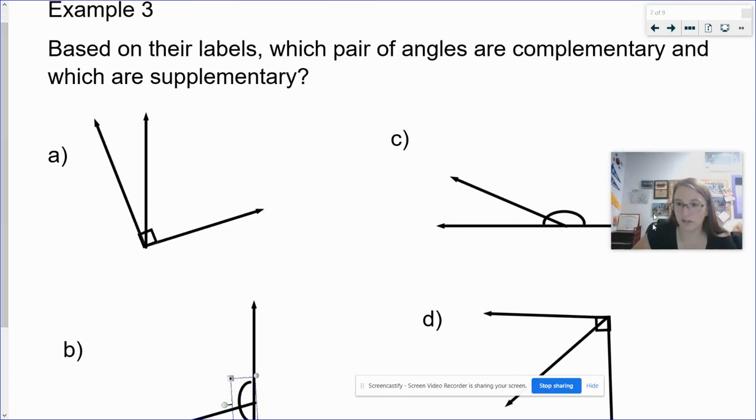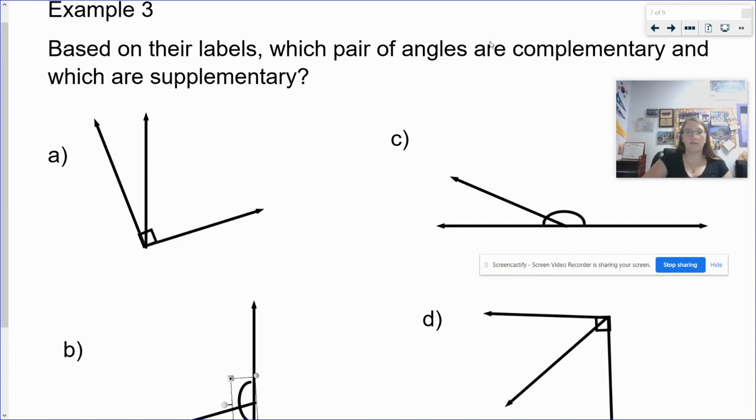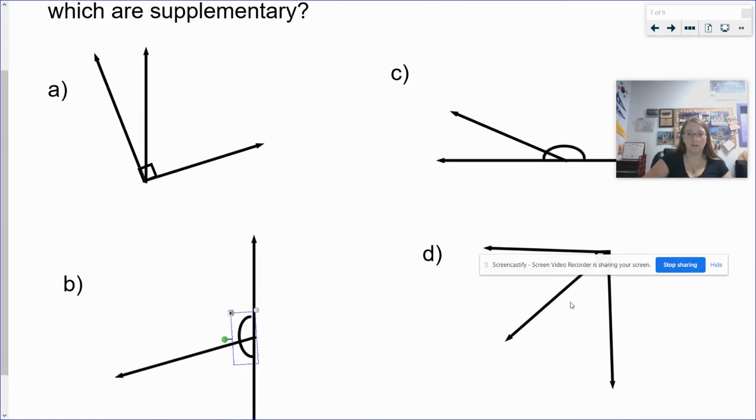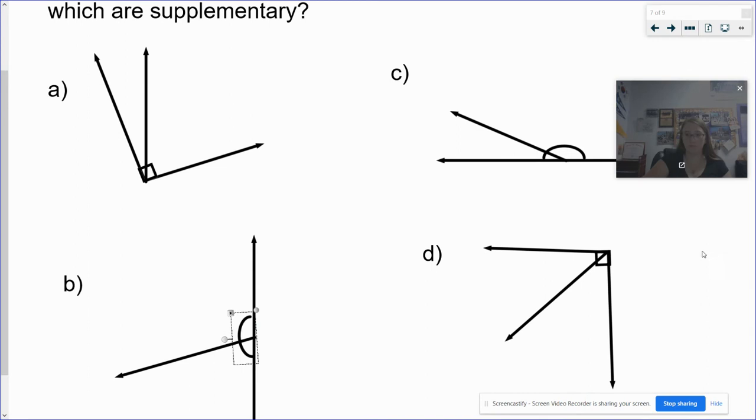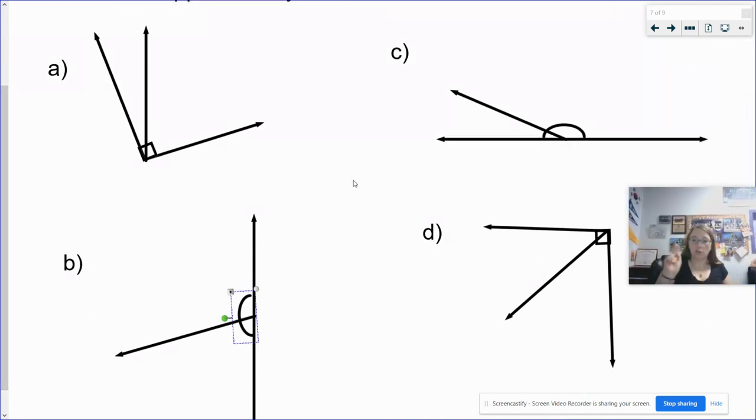Okay, so looking at these pictures here, let me get my face out of the way. It says, based on their labelings, which pair of angles are complementary and which are supplementary? So I'm going to scroll down. We've got 4 angles here. Go ahead and answer based on our definitions. There's 2 sets of angles that are complementary, and there's 2 that are supplementary. Again, complementary means they create a right angle. They add to 90. Supplementary means they add to 180 and they create a straight line. Go ahead and answer this.